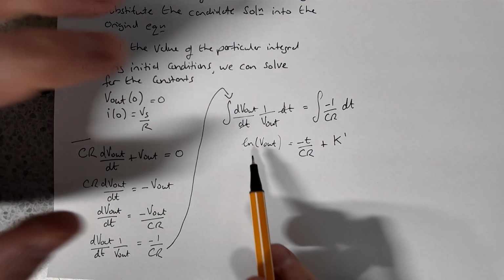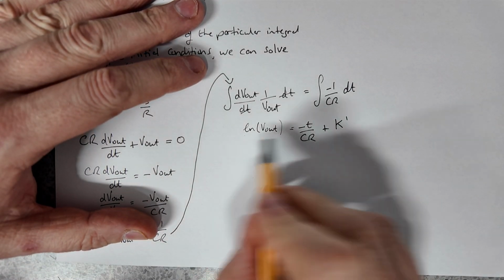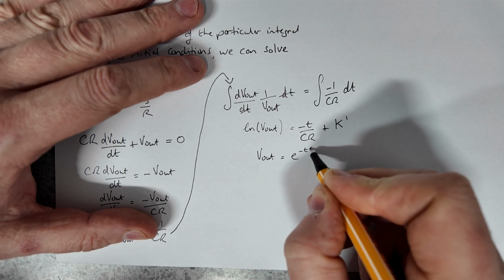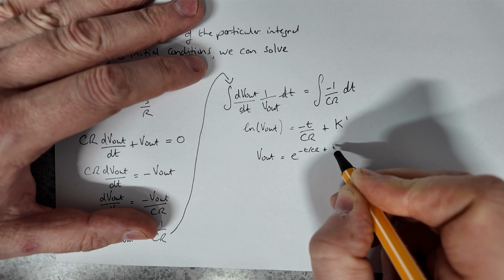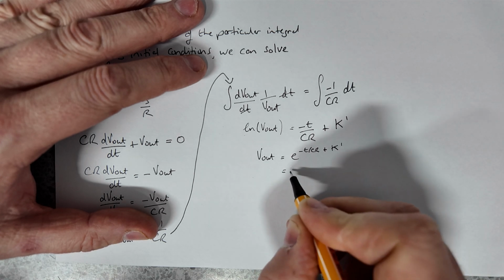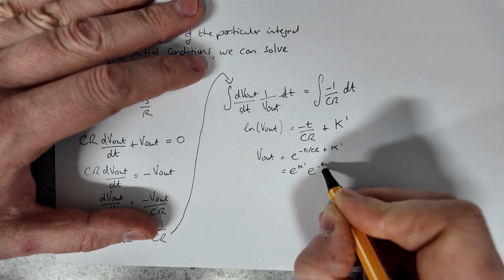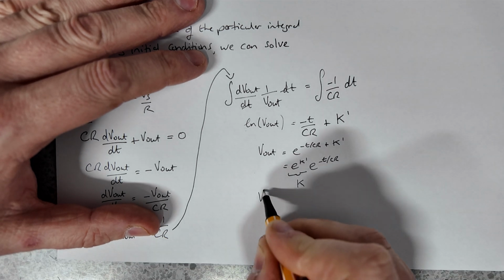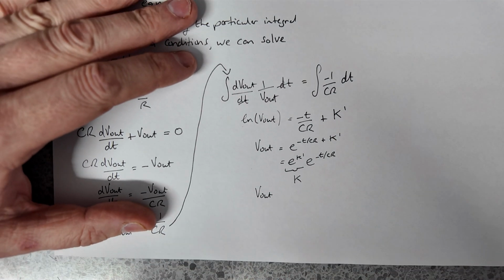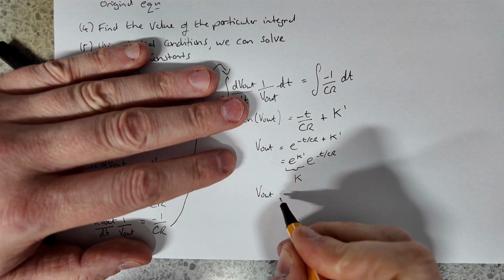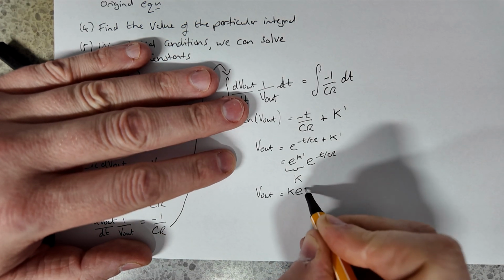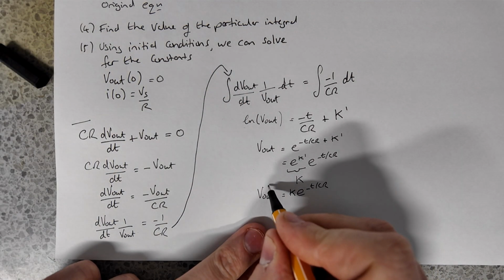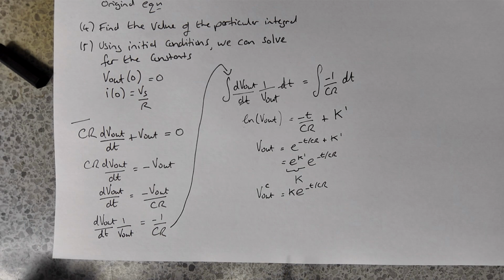So let's make that a bit nicer and get rid of the log. We're going to take the exponential of both sides. So then we're left with V out equals e to the minus t over CR plus k prime, which is e to the k prime times e to the minus t over CR. We're going to represent this as just k. So the solution to our complementary function is V out equals k e to the minus t over CR. And we're going to call this V out C here, for complementary. This is the solution to the complementary part.